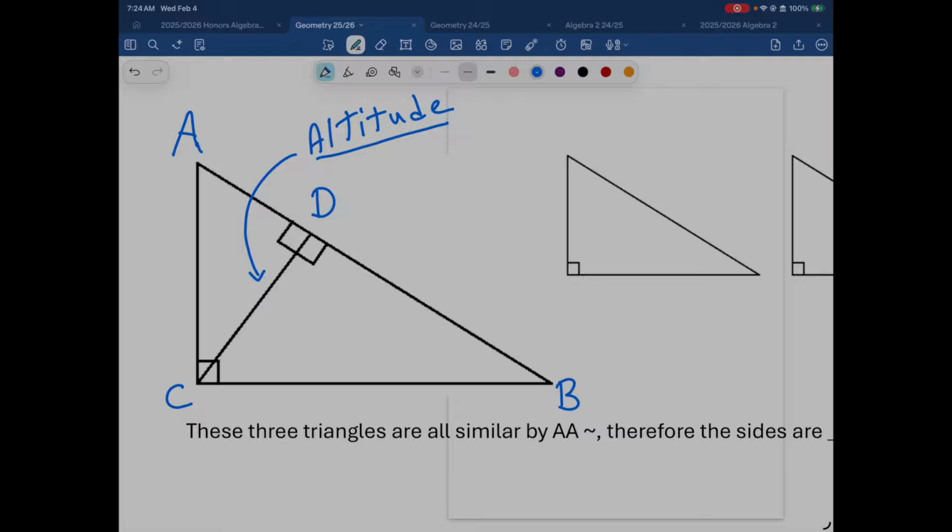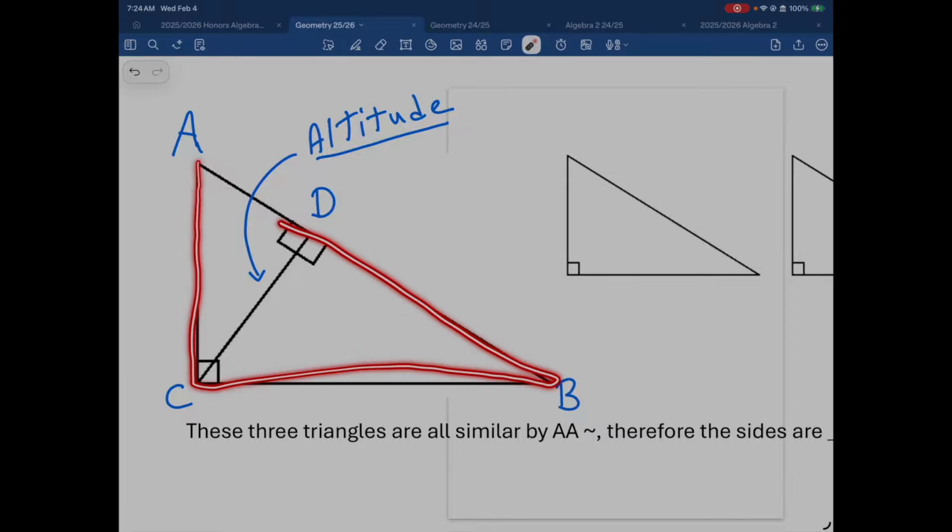An altitude to the hypotenuse divides the right triangle into two triangles that are similar to each other. So an altitude essentially goes from a vertex perpendicular to the opposite side. When we do that to the hypotenuse of a right triangle, we actually have triangles that are created that are going to be similar to each other. So if you notice in the drawing right now, we really have 3 triangles going on. We have triangle ABC, which we're going to call the whole from now on. That's going to be the whole triangle.